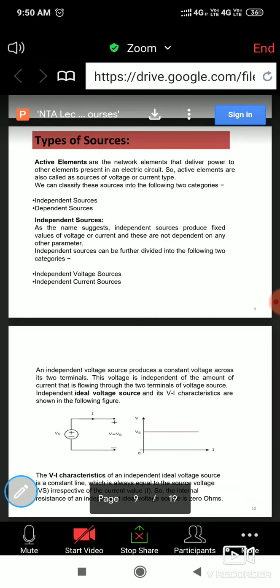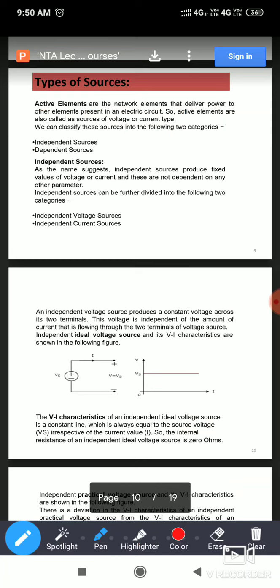Okay, so what are these? Here there are two types under the independent sources. One is the independent voltage source and another is the independent current source. How do we identify that this is a voltage source, or that this is a current source? Is there any symbol? Yes, obviously the symbols are there. If you observe, this will be the symbol of a voltage source.